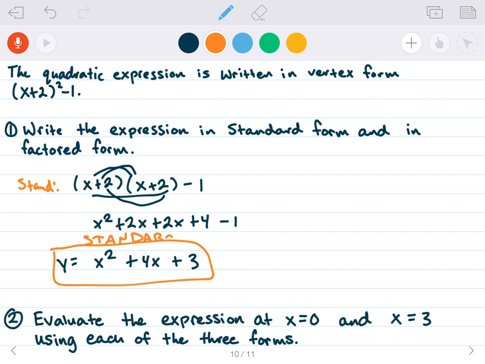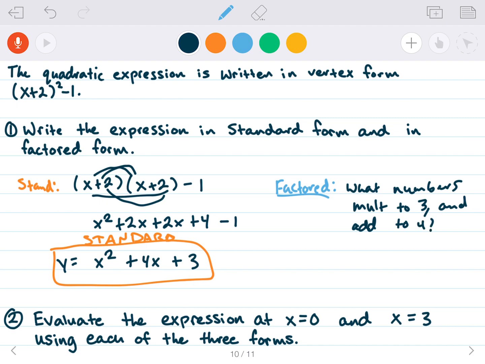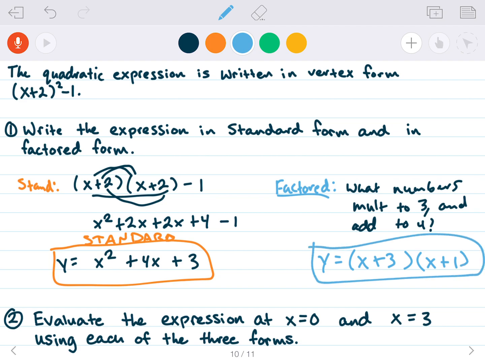Now for factored form, I want to do my trick. Notice that a is 1, so I can do the trick. So for factored, we ask ourselves what two numbers multiply to c but add to b. So what numbers multiply to 3 and add to 4? That's going to be 3 and 1. So factored form is going to be y equals x plus 3, x plus 1. Okay, so that was standard and factored form.